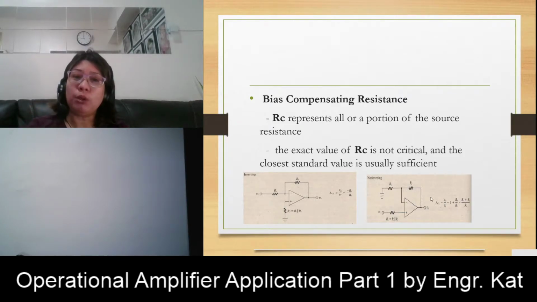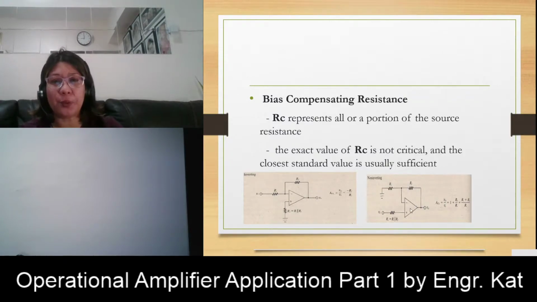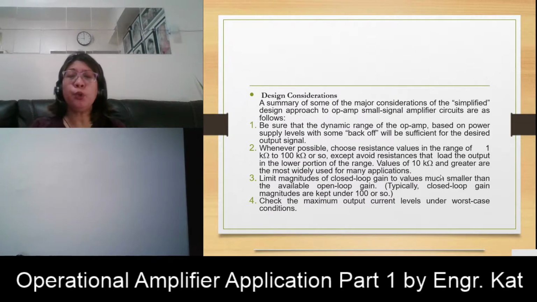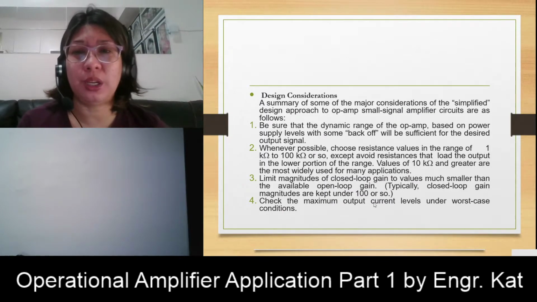Okay, so this is now the new representation, or the new schematic diagram, for our non-inverting amplifier. Previously we don't have any resistor here. The input is directly connected to the non-inverting terminal of your op amp. But in practical use, we place a biasing compensating resistance, and that is still equivalent to the parallel combination of your RF and your RI. Okay? So we have here some design considerations.